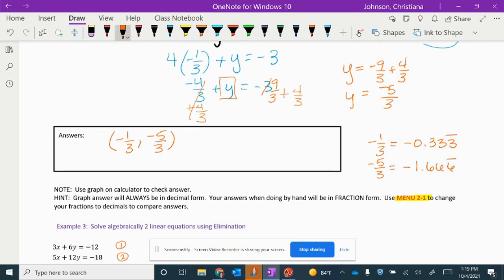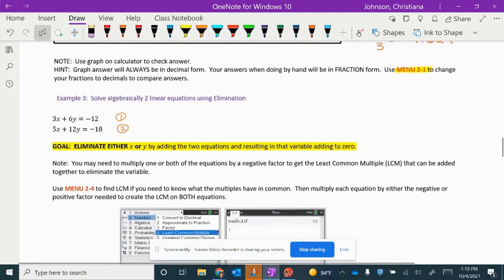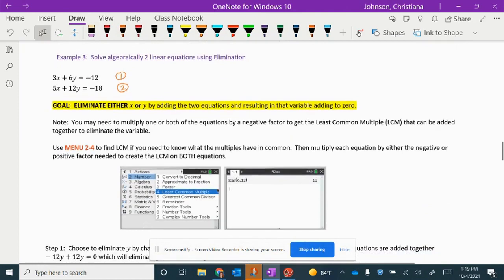So if you don't recognize the decimal on your calculator on the graph, you can always put your fractions into the menu T1 and it will change it to decimals, and then you can compare them. So our next step is we can also use elimination.